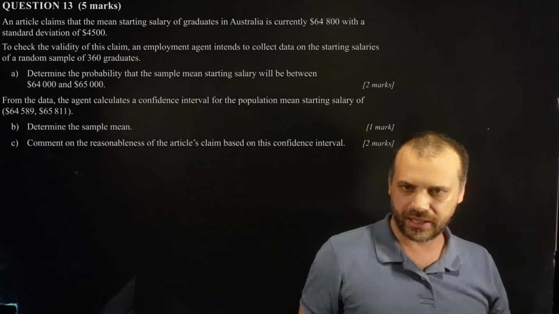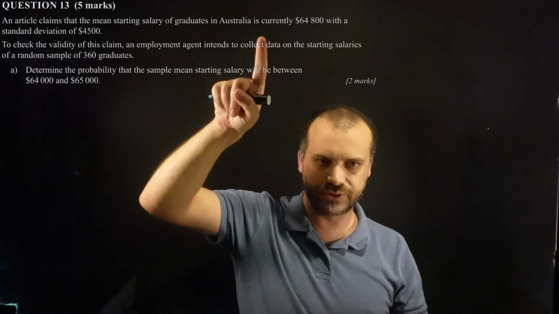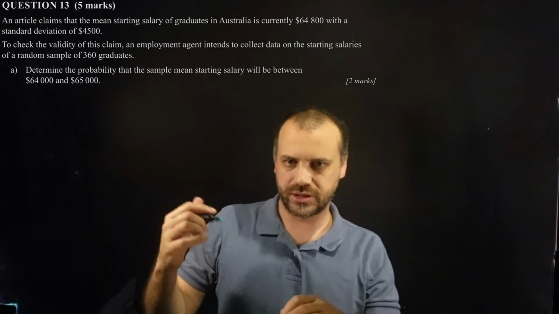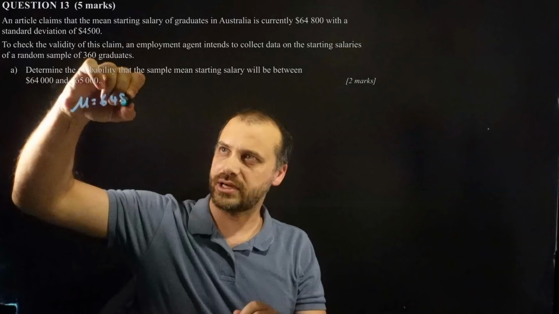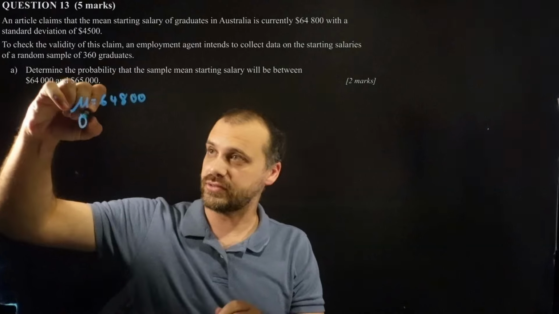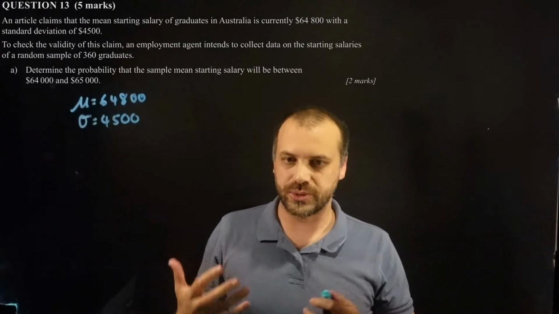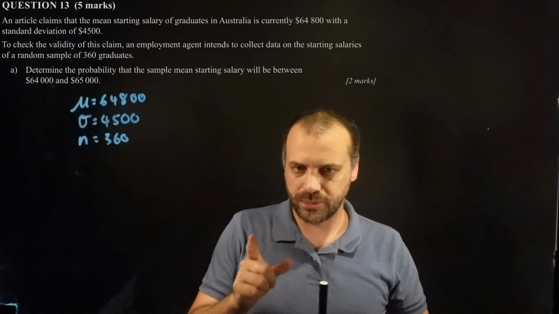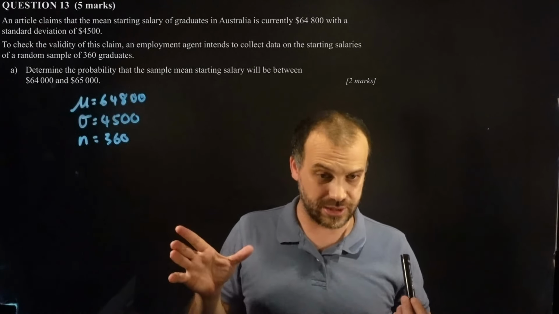Let's just focus on part A for now and get started. So it says an article claims that the mean starting salary of graduates in Australia is currently 64,800. So that's the population mean. So population mean is equal to 64,800. And it also says it has a standard deviation for the population of 4,500. Okay, to check the validity, we're going to do a sample size of 360 people. Determine the probability that the sample mean starting salary will be between 64,000 and 65,000.